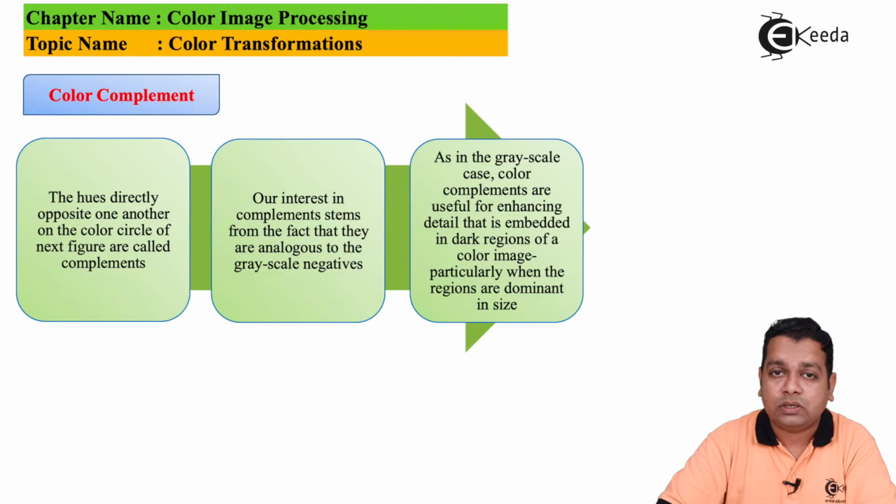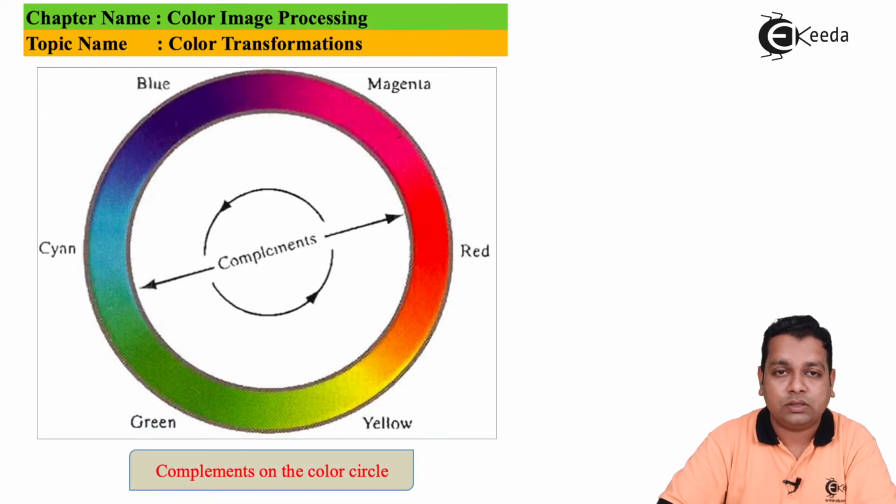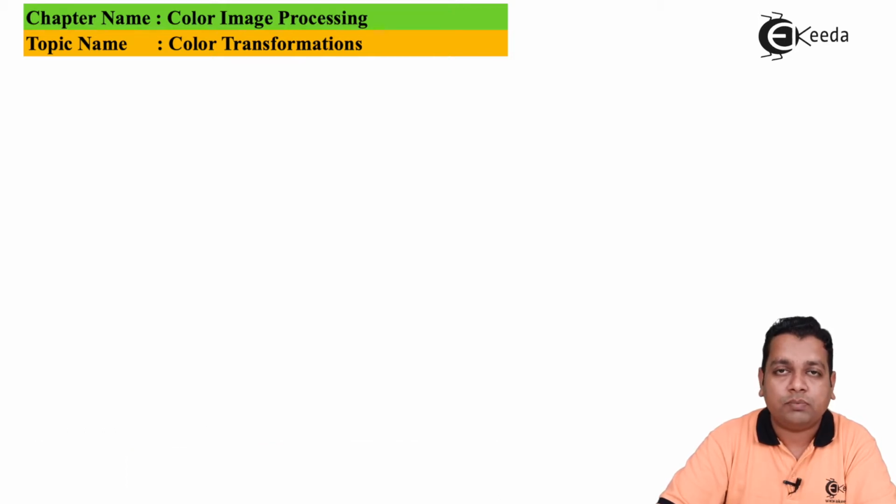Here the complements are hues directly opposite one another on the color circle. The next figure shows the color complements. Our interest here is in complements, which stem from the fact that they are analogous to grayscale negatives. As in the grayscale case, color complements are used for enhancing details embedded in the dark regions of a color image, particularly when the regions are dominant in size. So here we see the complements on the color circle: cyan, green, yellow, red, magenta and blue, with complements on opposite sides in this fashion.